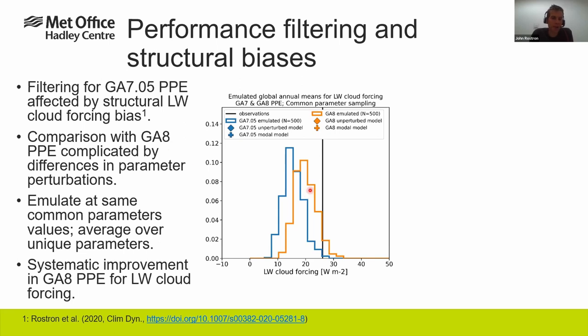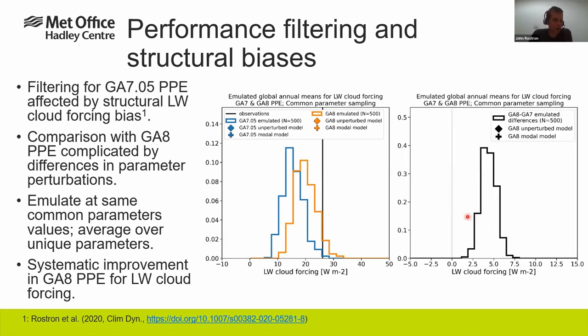So a complication here is that, as I mentioned, there are different parameters in these two ensembles. So some parameters got added, some got removed for GA8. Making a point-to-point comparison of these histograms is difficult, but we've been addressing that using emulators again, where we take samples of the same values of parameters which are common to both of the PPEs, and then at each of those common parameter samples, we average over the effects of parameters which are unique to each of those ensembles, and that allows us to take the difference between these distributions. And that's what's shown on the right here.